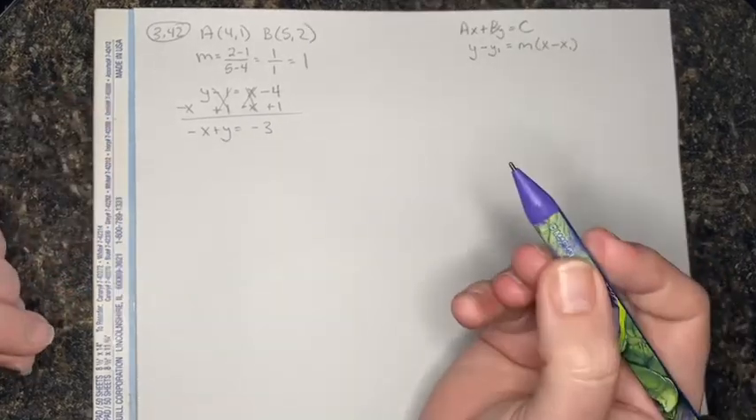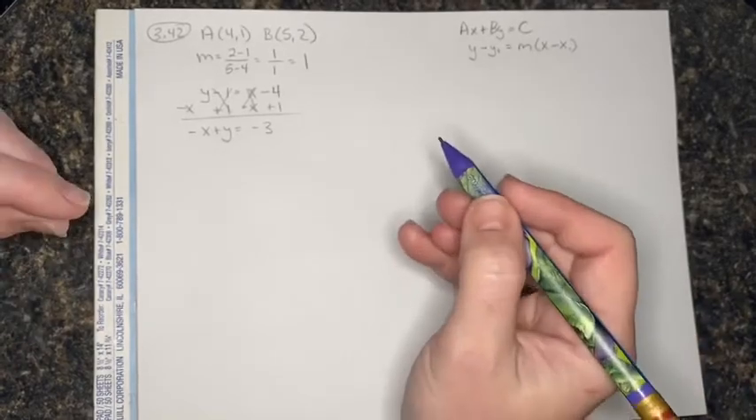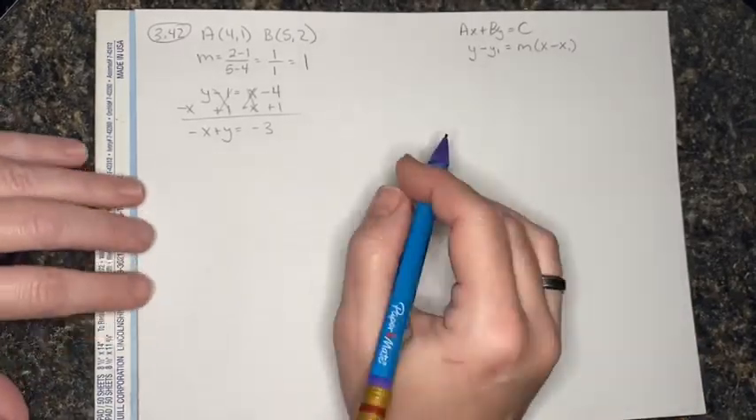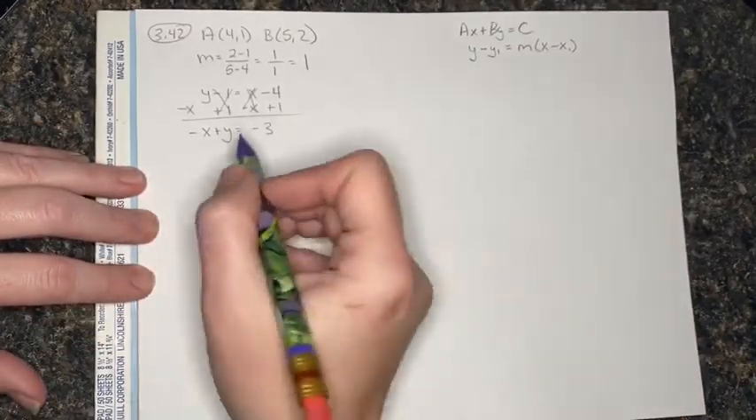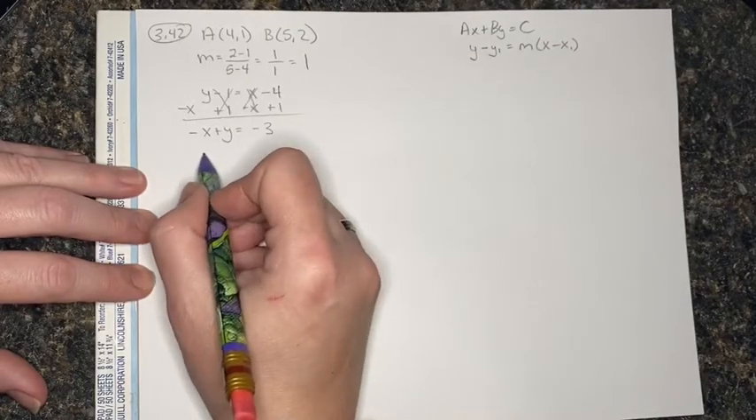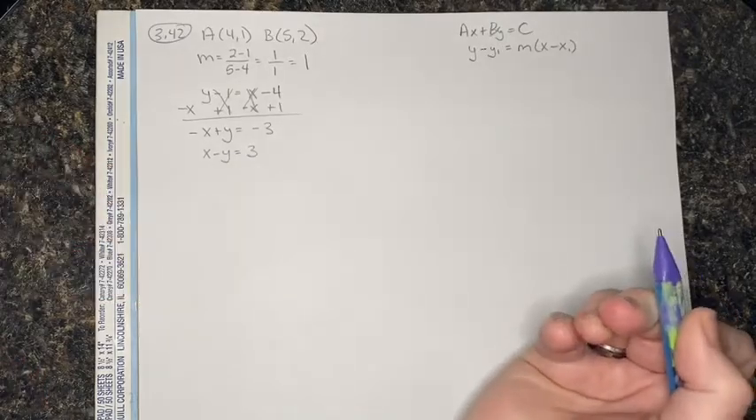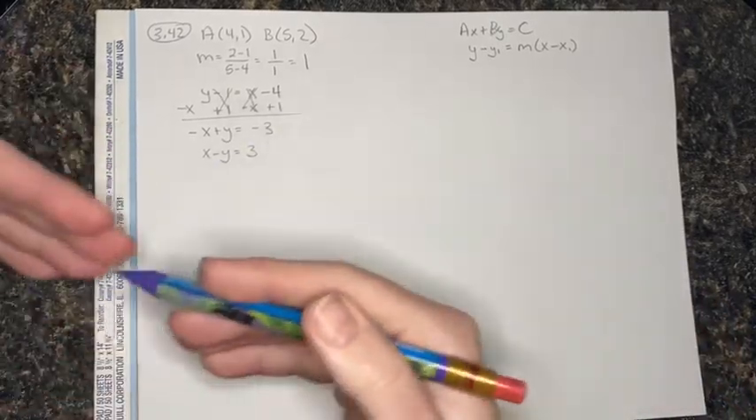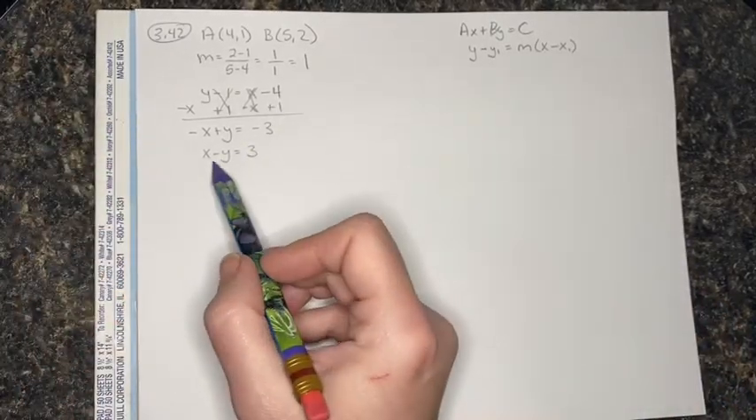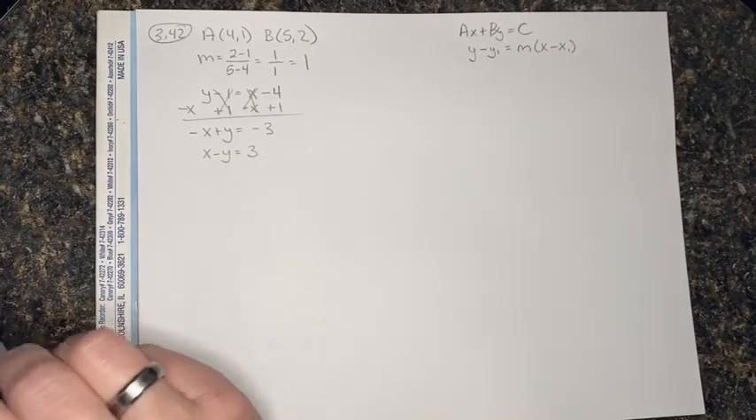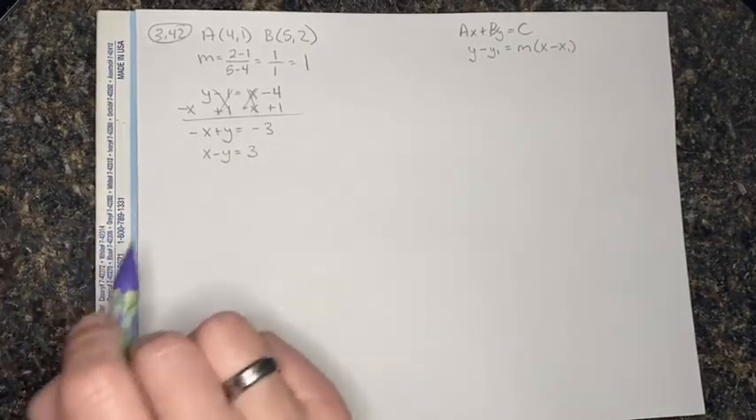Now again, that might not be the answer in the answer key if you're checking your homework. So know that the same exact line could also be written as x minus y equals 3. Okay, all we did was flip the signs on each of the terms, and we get the exact same answer. Both of those answers are correct.